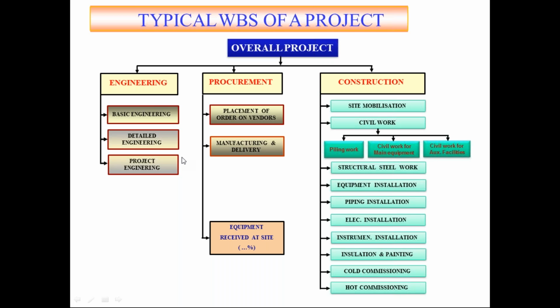This is a typical work breakdown structure of a construction project. First of all, we can name it as the construction project or overall project, and it can be divided into these subtasks, that is engineering, procurement, construction. Then again, it can be further divided into the various work packages, etc. So this is a typical example of a work breakdown structure of a construction project.